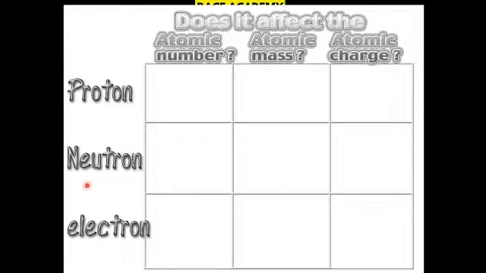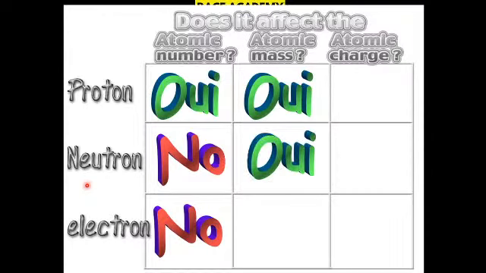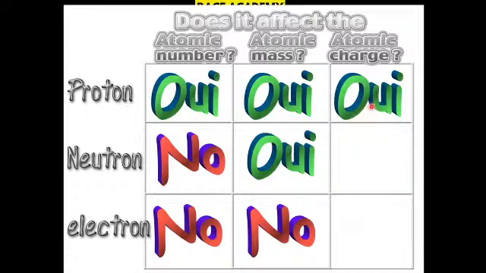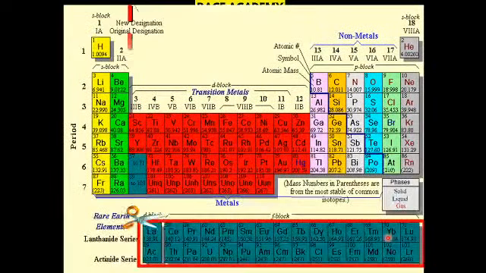Does it affect the atomic number, atomic mass, atomic charge? See, protons, yes; neutrons, no; electrons, no. So the atomic number is affected only when the proton number changes. Atomic mass is affected when protons and neutrons change, but if the electron number changes, it won't be affected. Atomic charge will be affected when the proton number changes. When the neutron number changes, the atomic charge number is also affected. When the electron number changes, atomic charge is definitely affected.